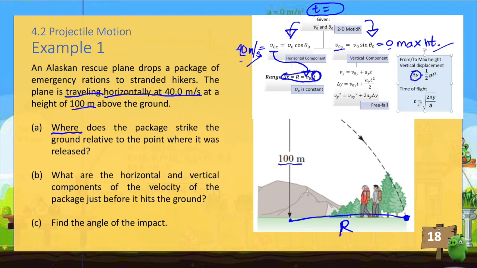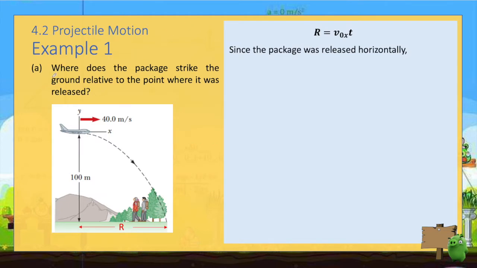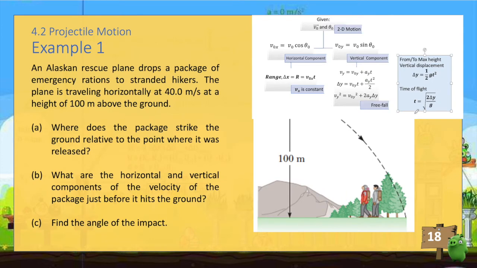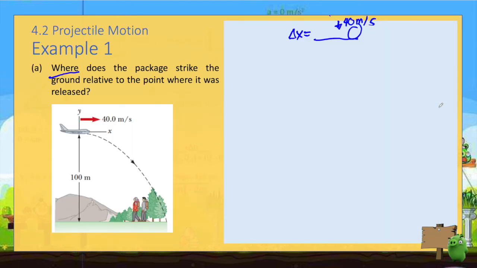To get the time, we can use the 100 meters as our height. We know g, that is 9.8 meters per second squared. For the range, we use the change in x. If we're talking about the horizontal, we know this value, it is given, this is 40 meters per second, but we don't know the time. I advise that we use this formula of time because we know the maximum height. So we have time is equal to the square root of 2 change in y divided by g.